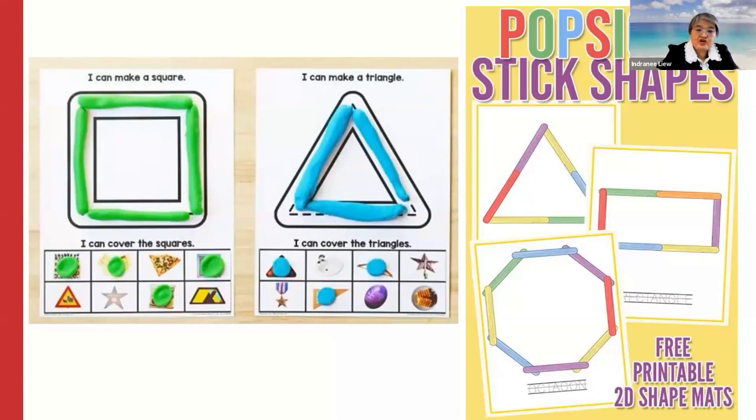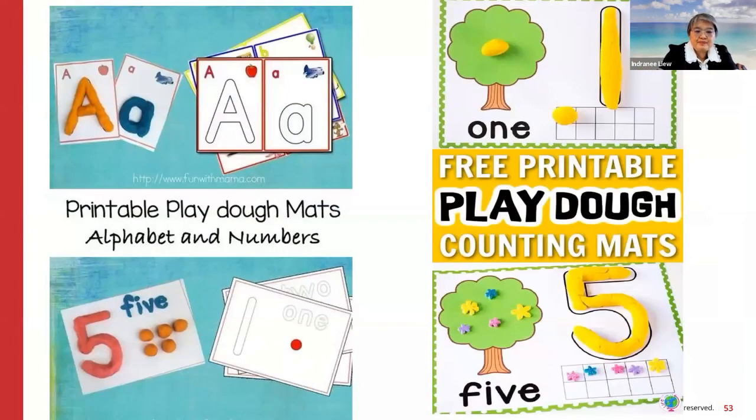Play-Doh mats for shapes. So they use the Play-Doh to make the shape. Below, there are 8 objects, 8 little pictures. They are supposed to put this green circle on top of the objects that are square or triangle. And then this, use your ice cream sticks. They call them popsicle sticks. Okay. Here, printable, like you have A, and then they use, what do you call that? Play-Doh. Okay. These are numbers, or this number.